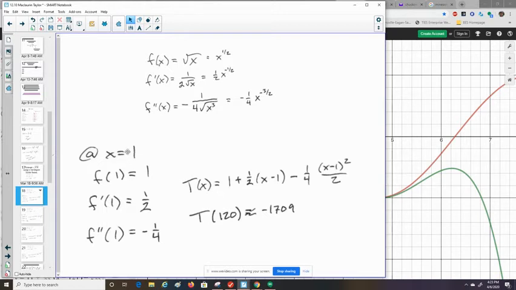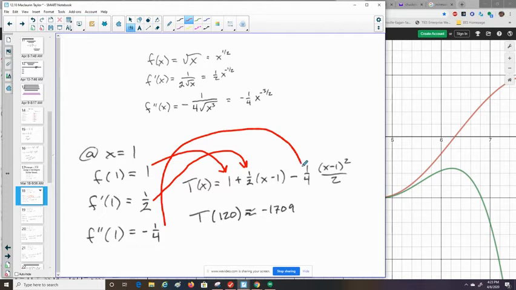And so if I plug 1 into my function, my first derivative, my second derivative, I get these 3 values. So 1 is my first coefficient, 1/2 is my second coefficient, and then negative 1/4 is my third coefficient. And then we see the rest of it, x minus 1 to the first over 1, x minus 1 to the second over 2.